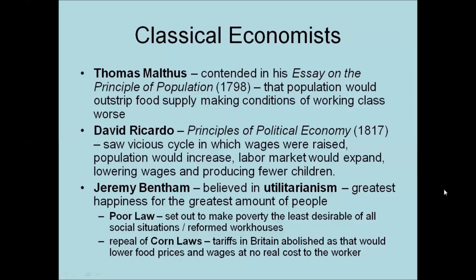So then you also have economic responses during this time period. So we've gone through political. Socialism kind of was in the middle there. It was a political and economic response. And then there's just what are the economists saying about what's going on? And you've read about Thomas Malthus. He believes that the population is going to outstrip food supply, making conditions of the working class worse. And there's not much you can do about that, nor should you do much about that. He essentially says that it'll work itself out.